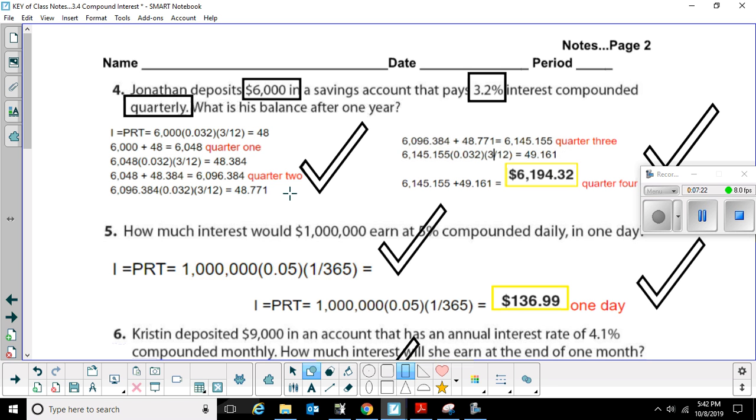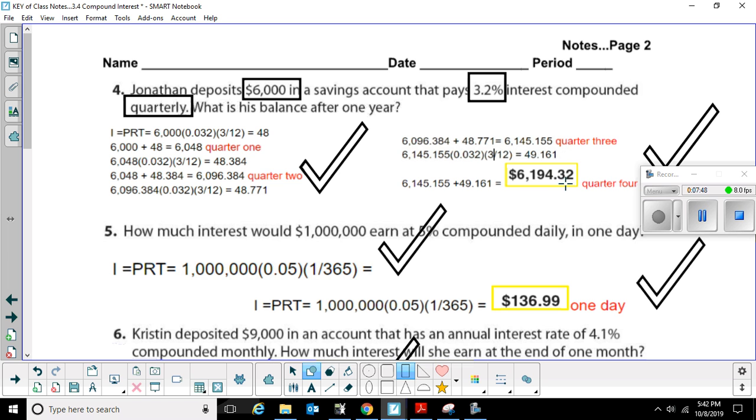All right, we're in quarter three now. That interest is added to my new balance. That gives me $6,145 and change. That number is then multiplied by my interest rate over time. Now I've earned $49.16 in interest. That interest, again, one more time, is added back to my balance.